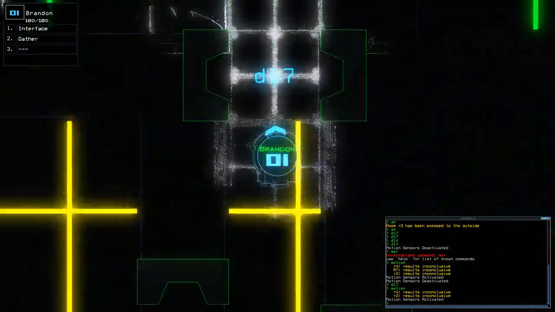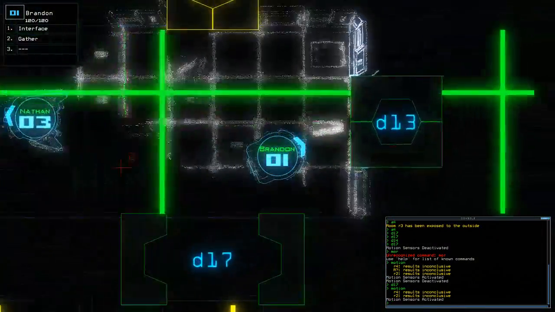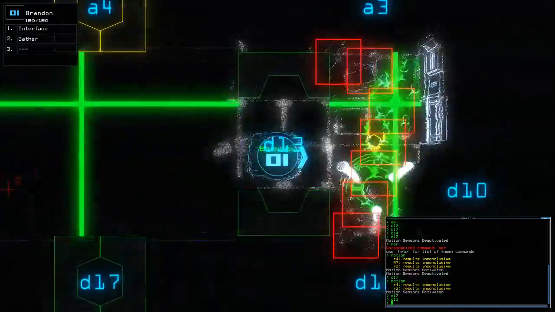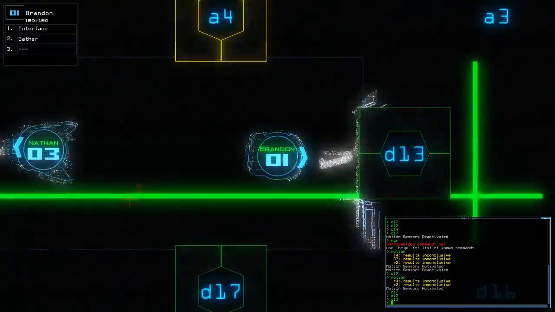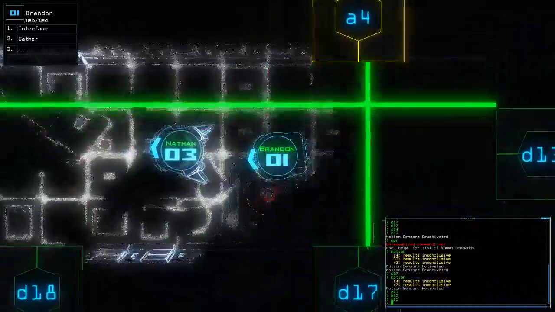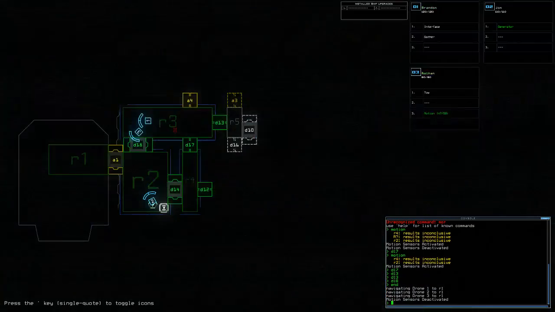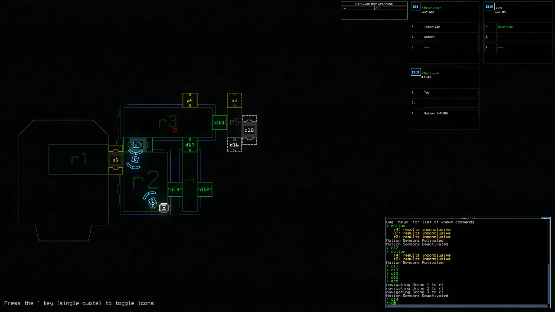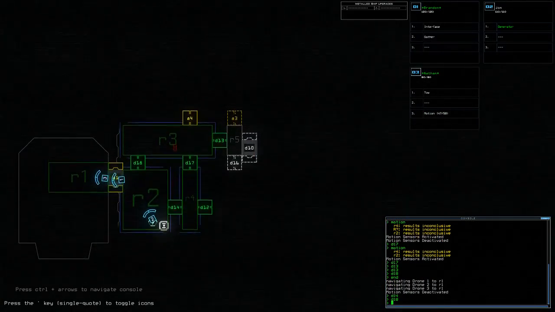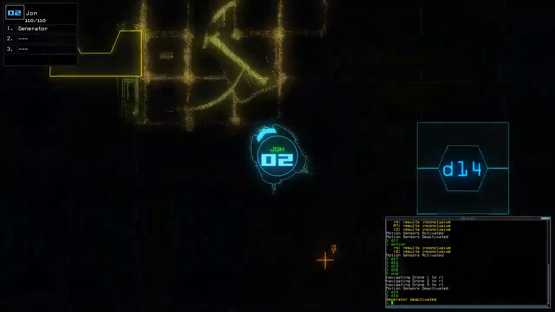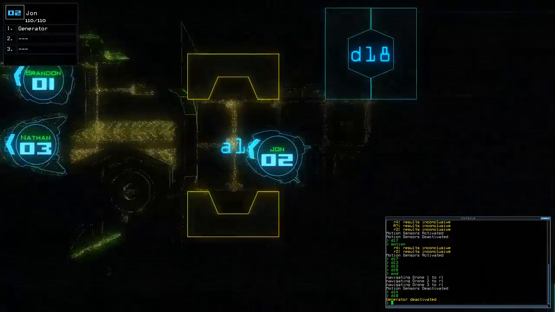I am able to see at least D13 is safe. No, it's not. Jesus Christ. Okay, so that could very well explain why Sidonia had such a low score. Really not much you can do at that point.